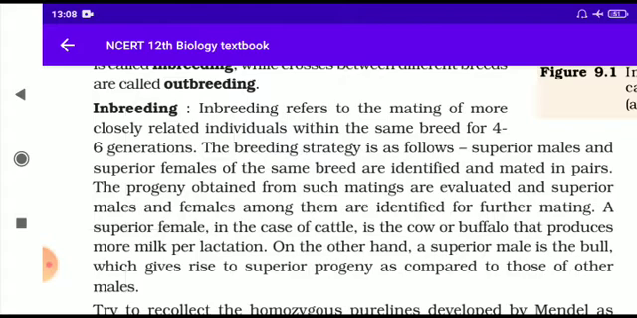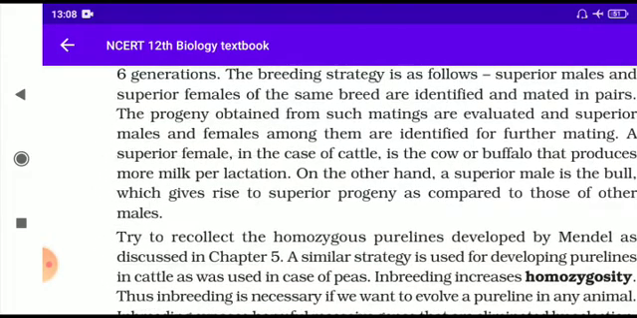are identified for further mating. So after production of progeny, from the progeny also breeders should identify superior male and female for further mating processes. A superior female in case of cattle is a cow or buffalo that produces more milk per lactation. On the other hand, a superior male is the bull, which gives rise to superior progeny as compared to those of other males.